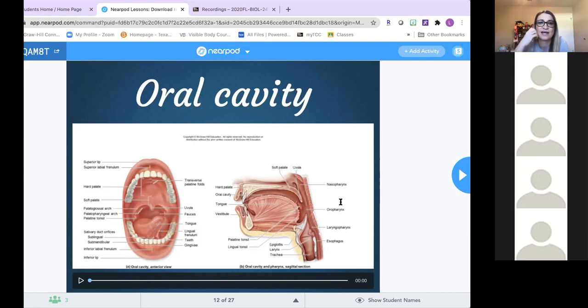Some of the structures I want to point out that you might not be familiar with are the fauces. And fauces are the opening of the oropharynx, and it's basically that space. And it's marked by palatoglossal and palatopharyngeal arches. And between these two arches is where you can find your palatine tonsils, if you have them, if they haven't been taken out. If you've ever had strep throat or sore throat, sometimes you might experience swollen palatine tonsils, and they're even more pronounced there. But you should be able to see them if you look in the mirror and open wide and try to look in there.